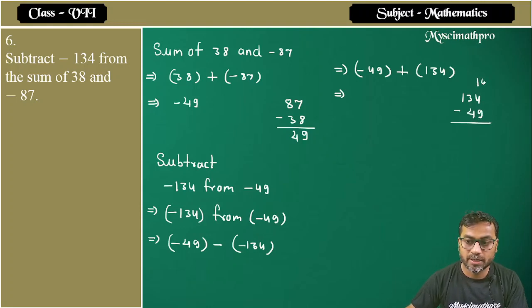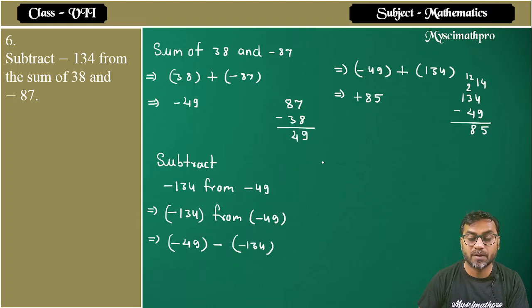So 14 minus 9, 5. Here it is 2. So 12 minus 4, 8. So it will be 85. And you know very well which one is greater? 134. So here we will put plus sign. So student, the final answer is plus 85.